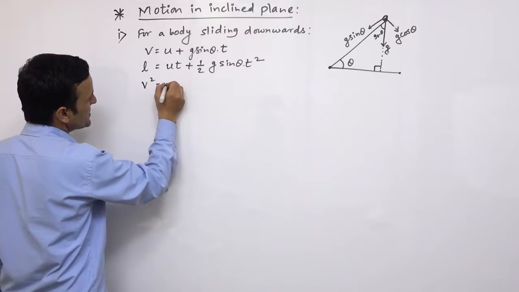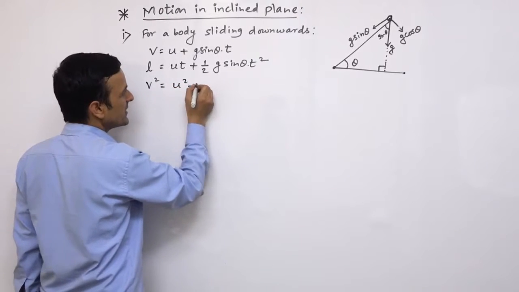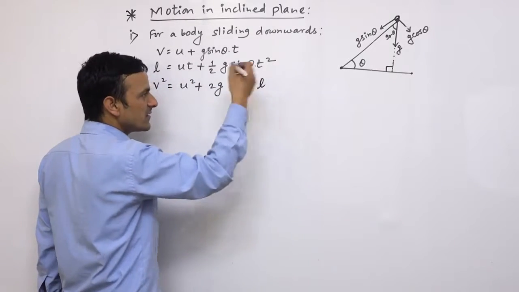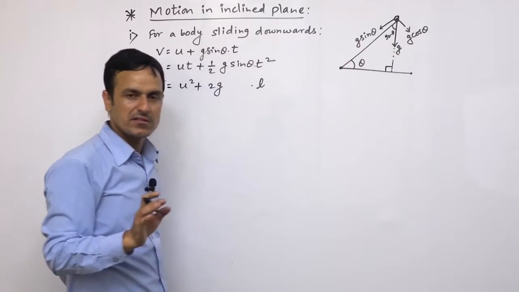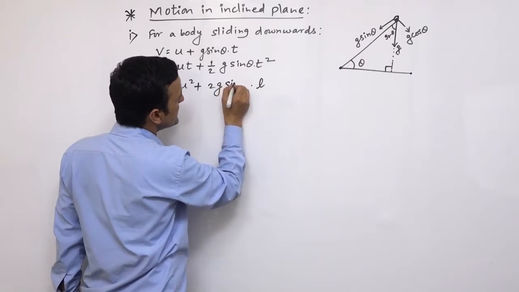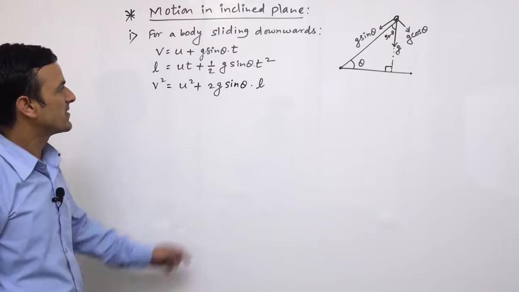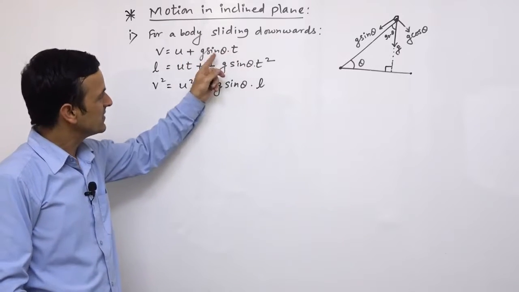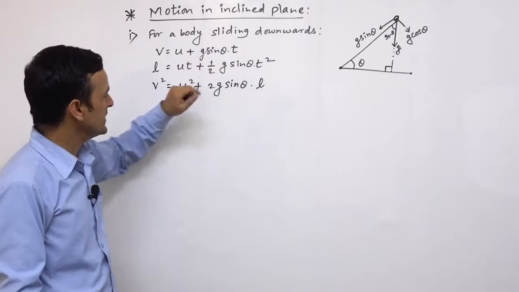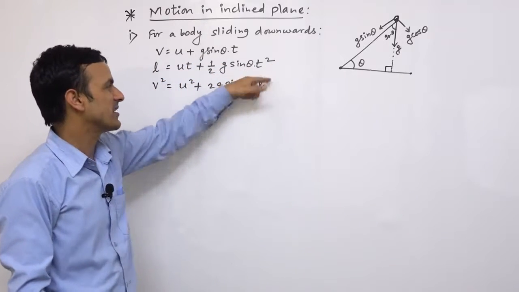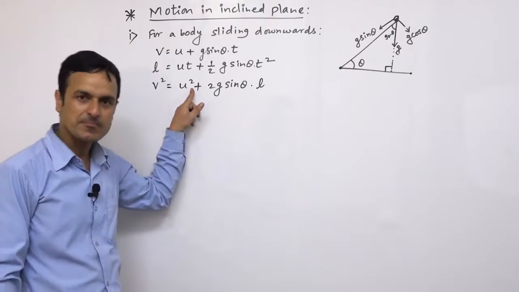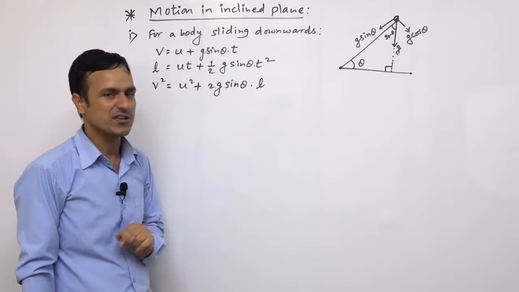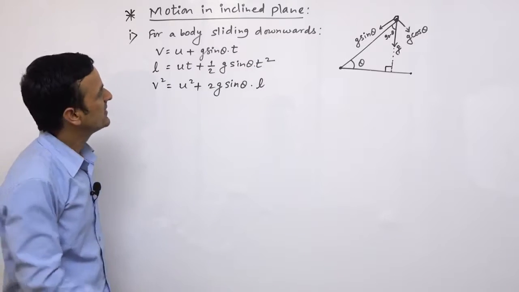And another equation is v square is equal to u square plus 2gh, where instead of h we have L. This is L, the length of the inclined plane, and in place of g it is g sin theta. So in every case we can write the value of a as g sin theta. So it is u plus gt, the previous result, u plus g sin theta into t; ut plus half gt square becomes half g sin theta into t square; and v square is equal to u square plus 2gh, where in place of h we have L and in place of g we have g sin theta. The sin and cos terms come into the formula in that form.